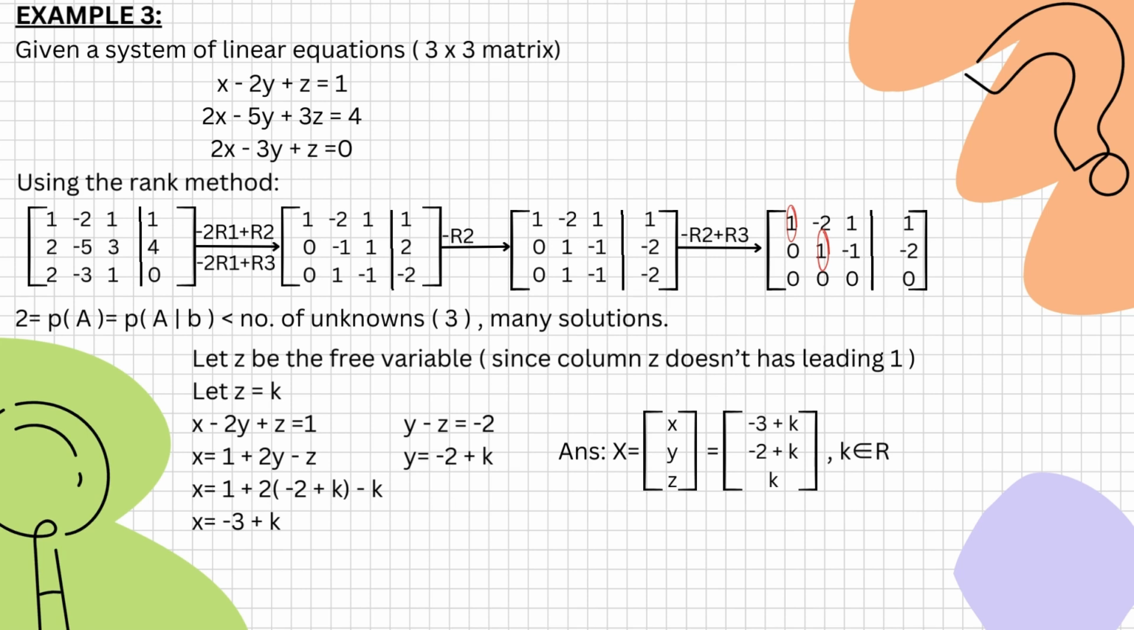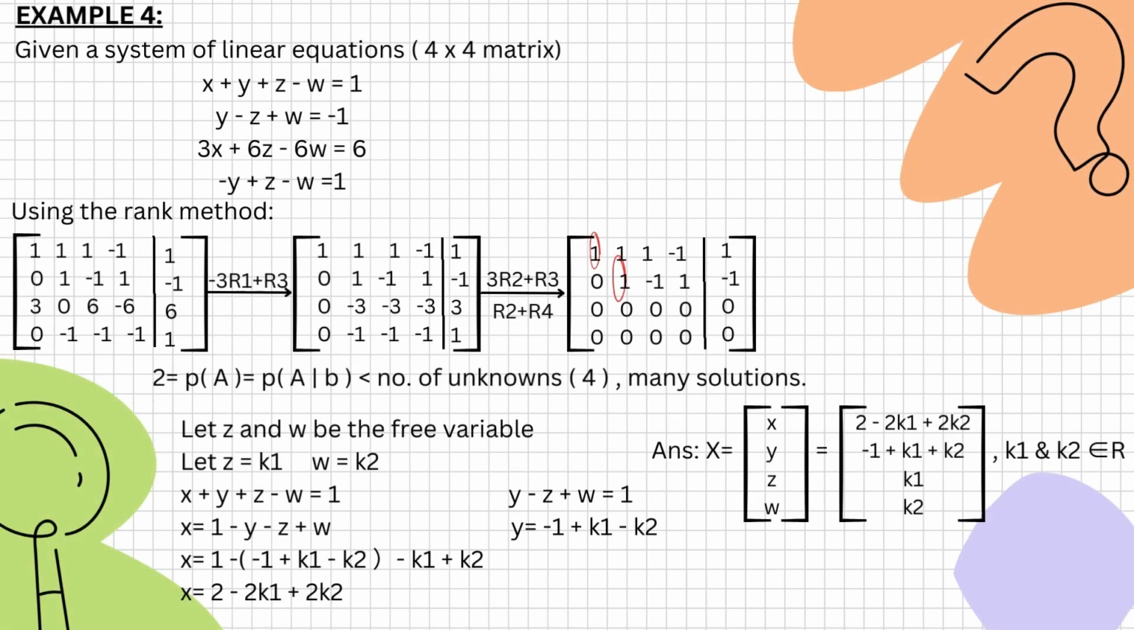By solving this example, we can let z be the free variable since column z doesn't have a leading one, and we let z equal k. From the augmented matrix, we can get x minus 2y plus z equals 1 and y minus z equals negative 2. By back substitution, we substitute z equals k into the equations. Then, we can write the answer in matrix form, so we know that k can be any real number.